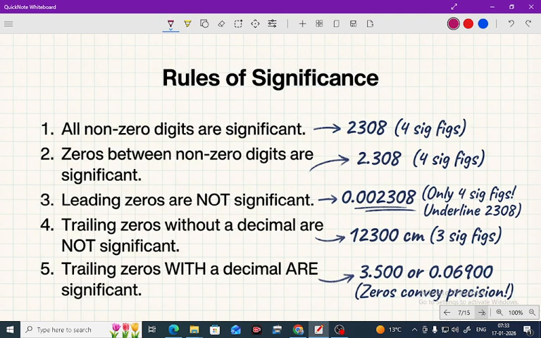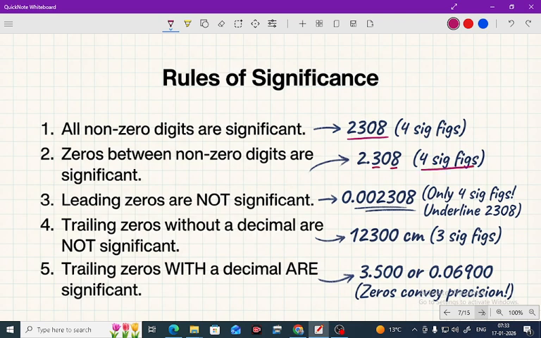Rules of significance. All non-zero digits are significant. See 2, 3, 8, 0, 8. Therefore there are 5 significant figures. Zeros between non-zero digits are significant. Here the zero is between non-zero digits. Therefore, there are 4 significant figures.